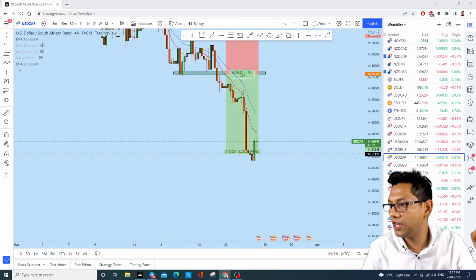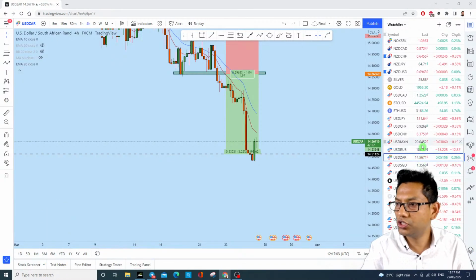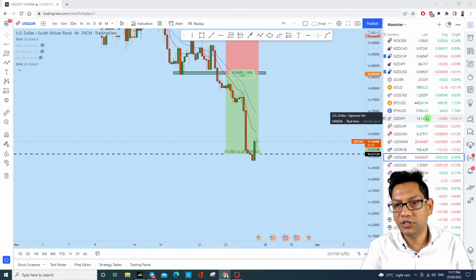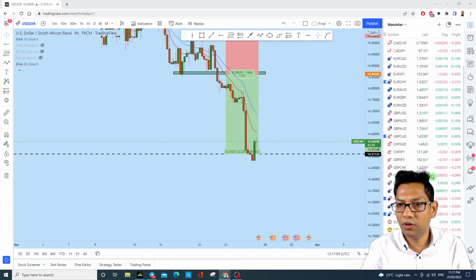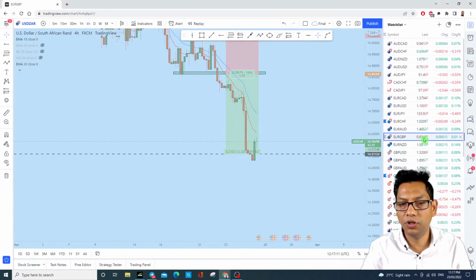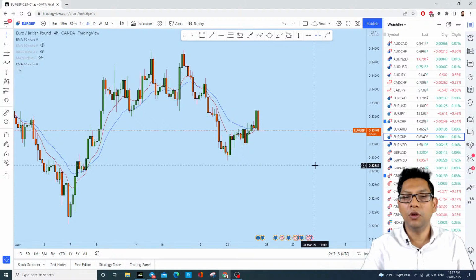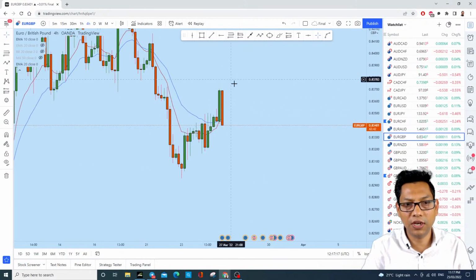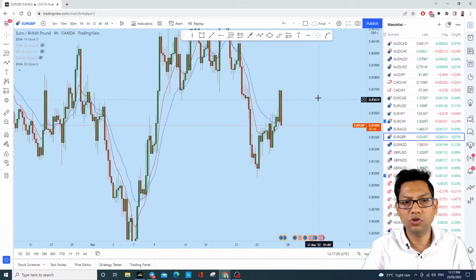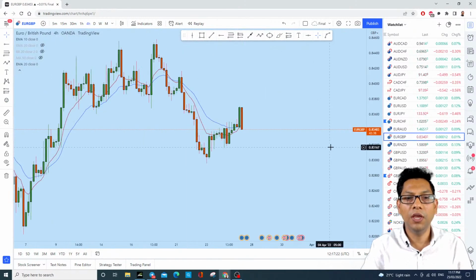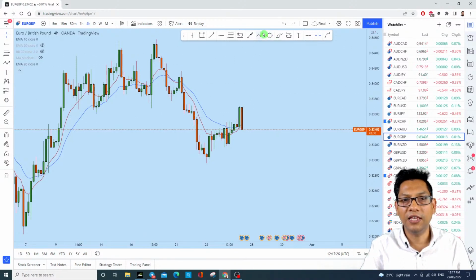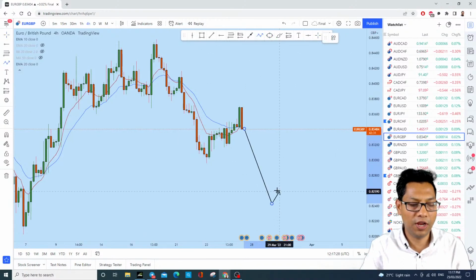Sir, please check Euro GBP. Of course, I will check Euro GBP now. Let's see what's happening with Euro GBP. Okay, Euro GBP has created a false breakout again to the upside and then dropped. Yesterday I also mentioned it. Now Euro GBP, with this 4-hour candle, is preparing for a drop.